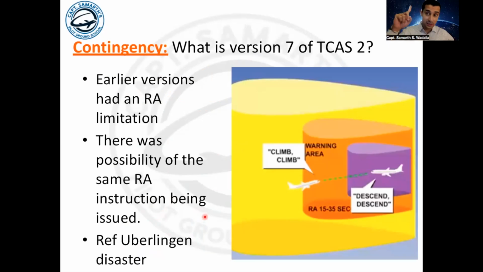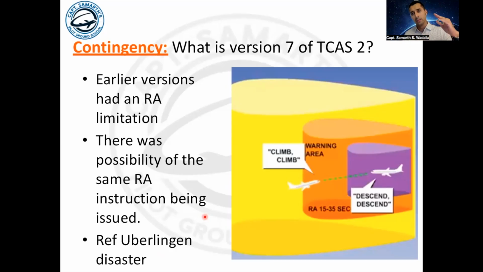Remember, on the title slide of this presentation, I referred to something called the Uberlingen disaster, which prompted us to change from software version 7 to 7.1. The Uberlingen disaster was a mid-air collision between two aircraft, I believe somewhere over Europe. Two aircraft, both having TCASs, were given a resolution advisory.